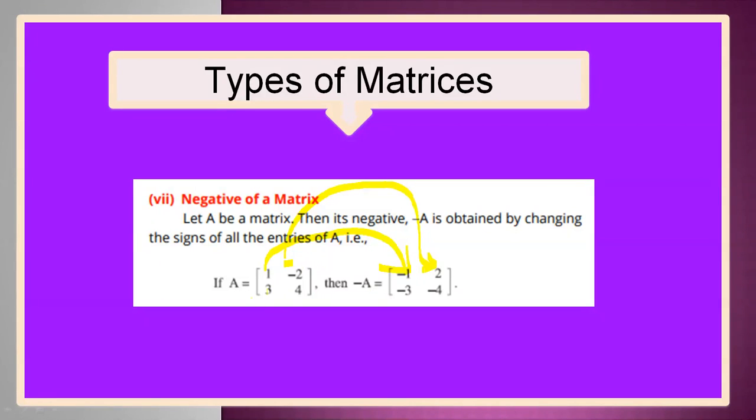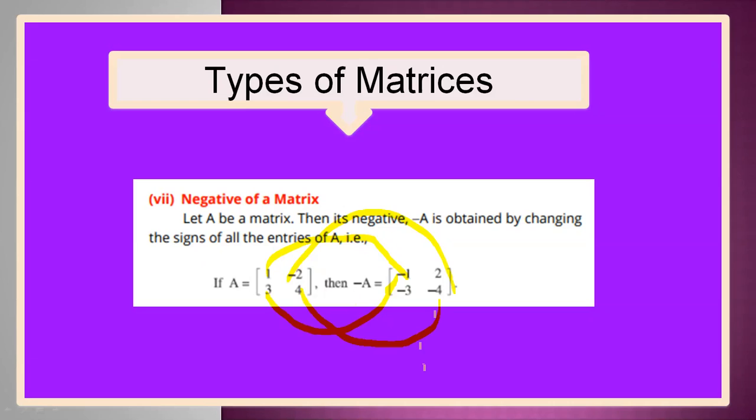What about this 3? Minus 3. What about this 4? Minus 4. Actually, you are changing it. Negative, negative. What is negativity? You are reversing it. If it is plus 1, minus 1, minus 2, plus 2. Reverse 3, minus 3, 4, minus 4. Negative of a matrix is the opposite of the given matrix.